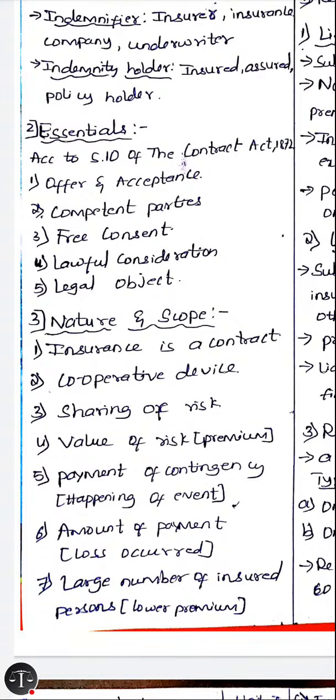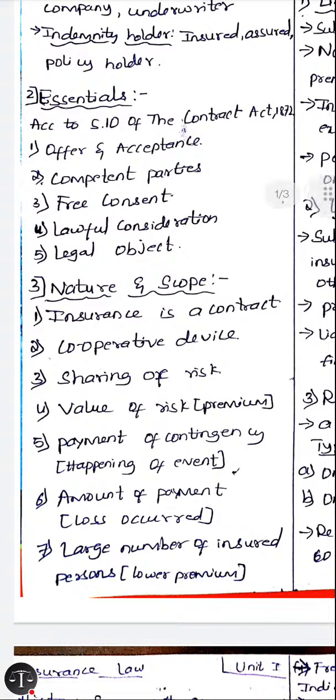Nature and scope. So what is the nature and scope of a contract of insurance? Insurance is a contract, so it satisfies Section 10 of the Indian Contract Act. Insurance is a cooperative device. So there is a cooperation between insurer and the insured. The next is sharing of risk. The risk is shared between insured and insurer. So when the event happens to the insured, the insurer will promise to pay. So there is a sharing of risk.